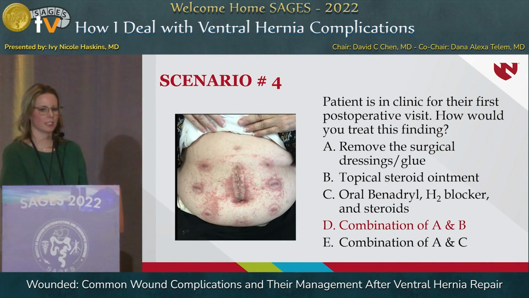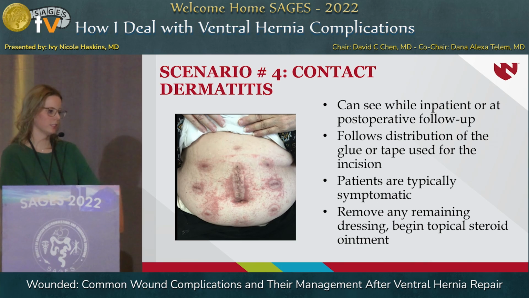The answer is D, a combination of A and B. This patient has contact dermatitis. You can see this at any point during their follow-up, either while they're an inpatient or at the time of their clinic visits. The erythema typically follows the distribution of the glue or tape used on the incision. Patients are typically symptomatic, as you can see in this picture. In addition to the petechiae, they typically have itching in the area and some warmth to touch.